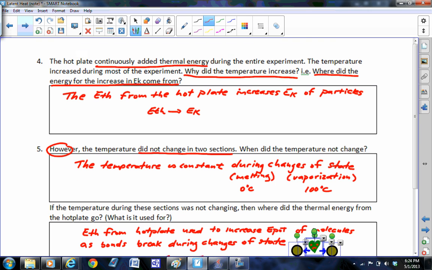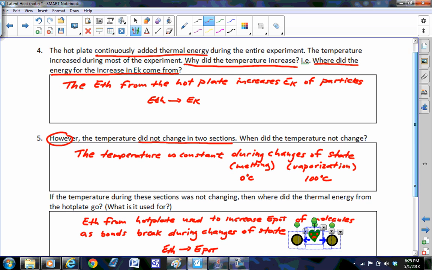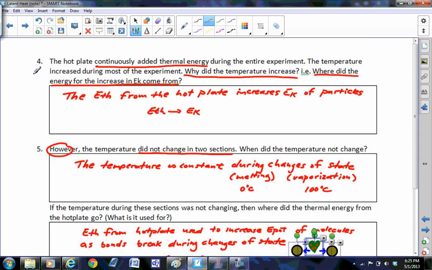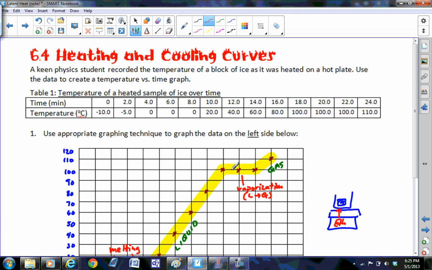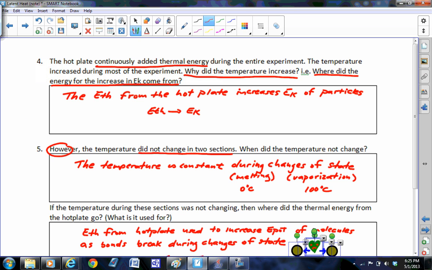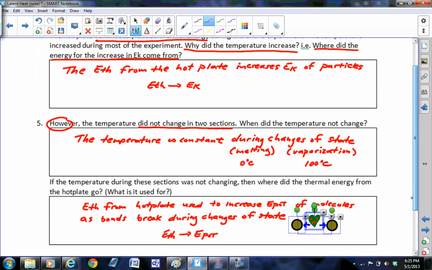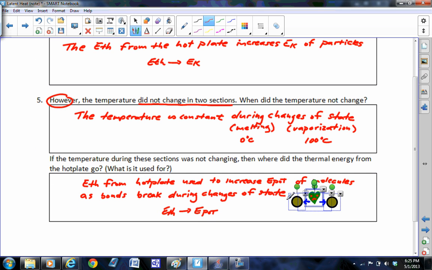So we have over here, what happened when the temperature increased? The thermal energy went into EK when the temperature increases. When the temperature stays constant during a change of state, and this is really important, so during any change of state, the temperature is constant. What's going on here is we're using thermal energy to break bonds, the bonds between the particles. And as a result, the particles want to get back together again. In other words, they've got more and more potential energy.